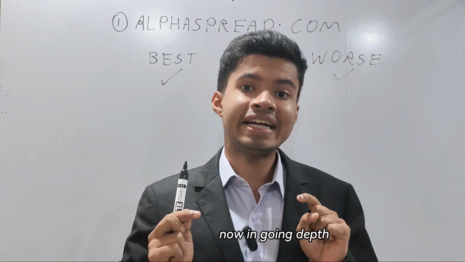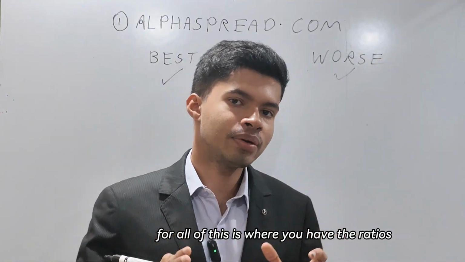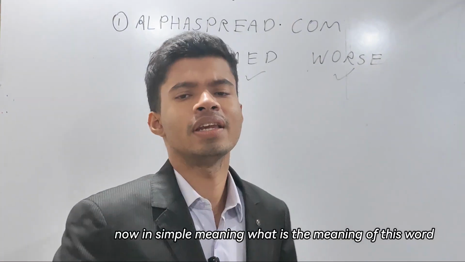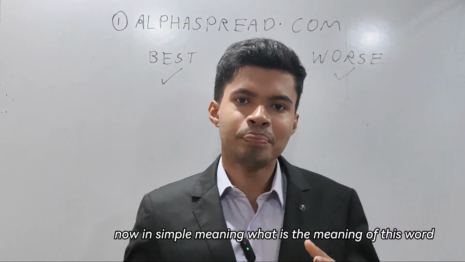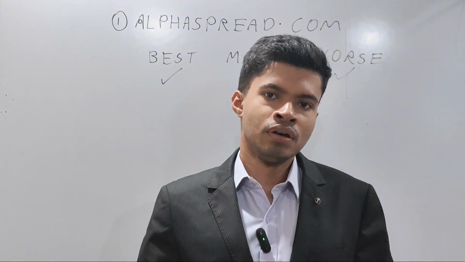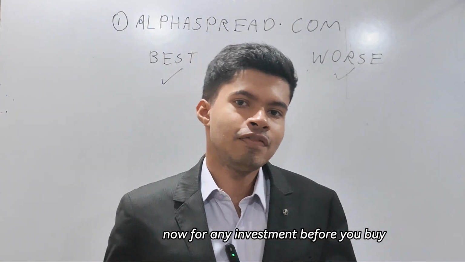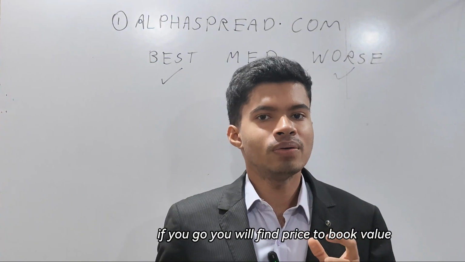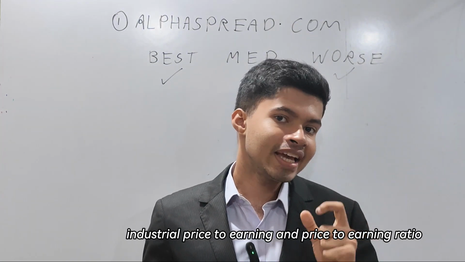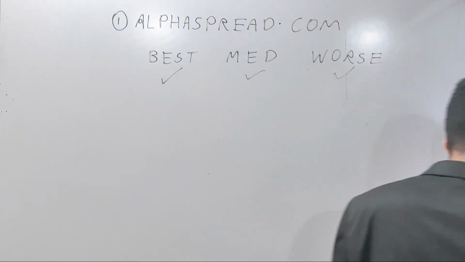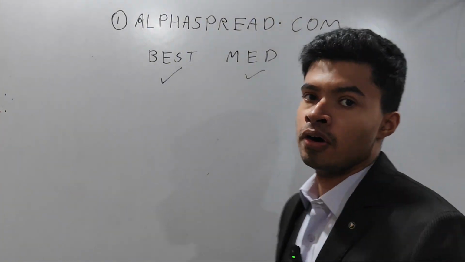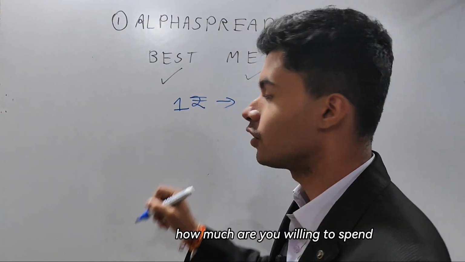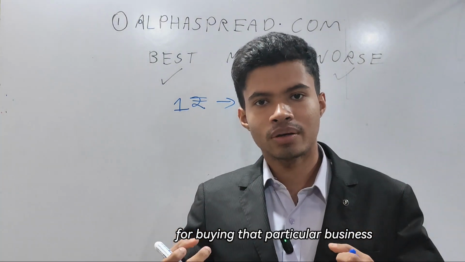Now going in depth for all of this is where you have the ratios, as I'm mentioning, the price to earnings ratio. Now in simple meaning, what is the meaning of price to earning? For any investment before you buy, you will find price to book value, industrial price to earning, and price to earning ratio. Now in simple meaning, for every 1 rupee, how much are you willing to spend for buying that particular business.